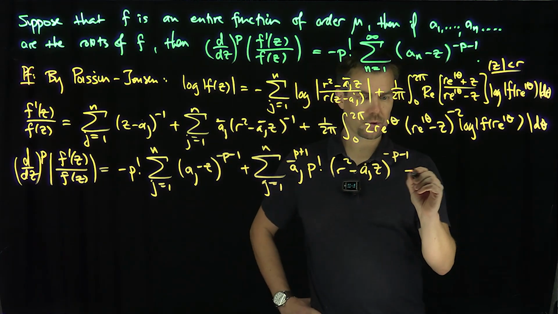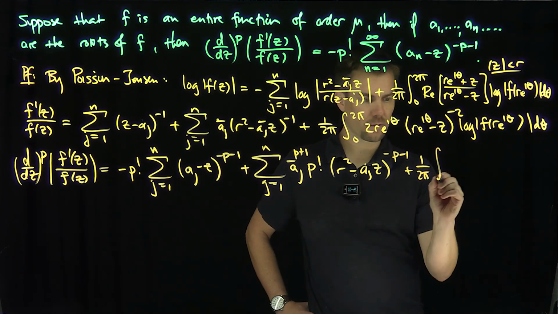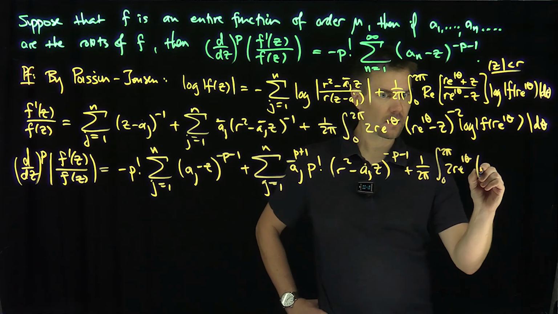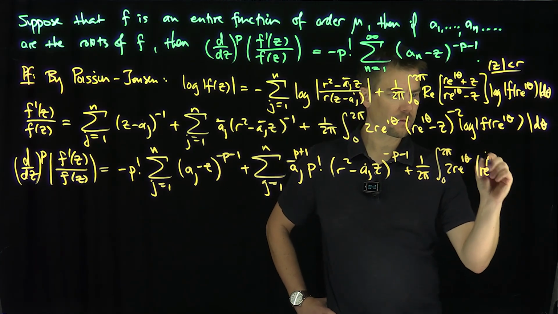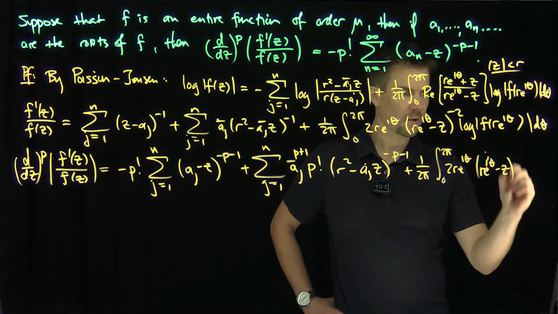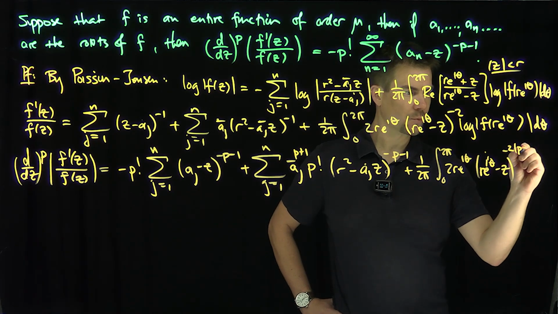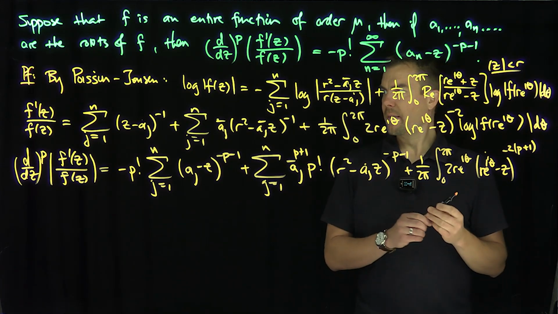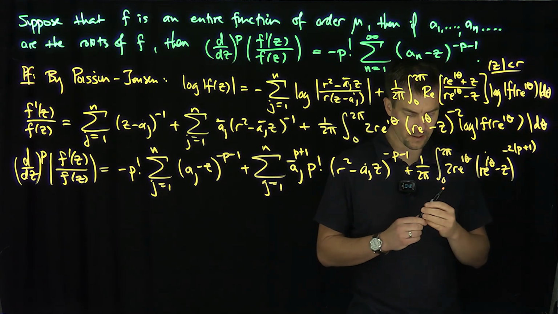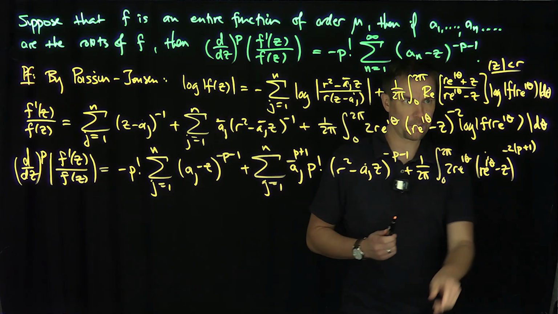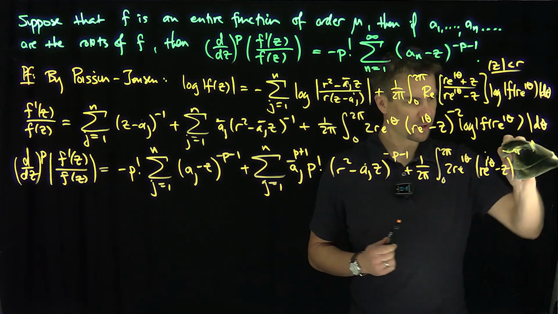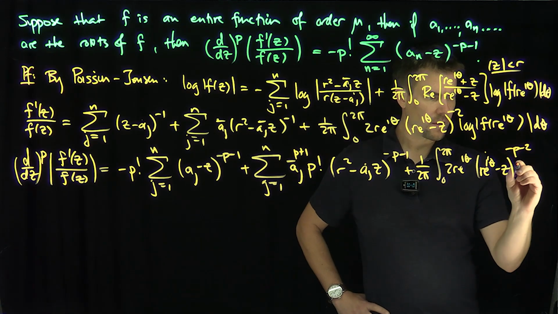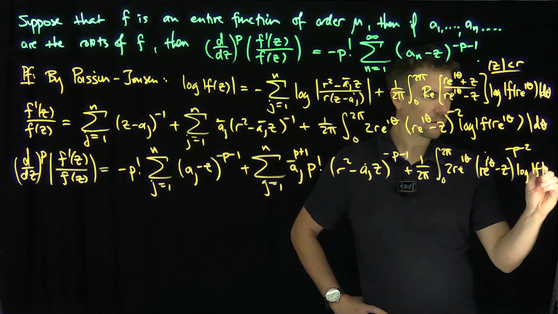And then these are p plus 2. So plus 1 over 2 pi, the integral from 0 to 2 pi of r e to the i theta, and then this thing, r e to the i theta minus z to the negative 2p plus 1, like that. And then negative 2p plus 1. Just p plus 2. No, that's not quite right. That term is going to be negative p minus 2, and then the log of f d theta.